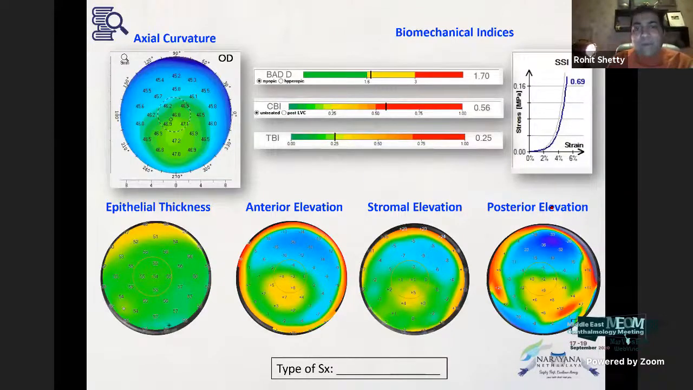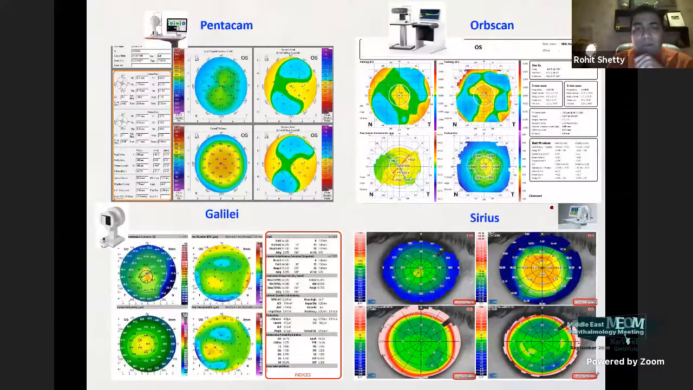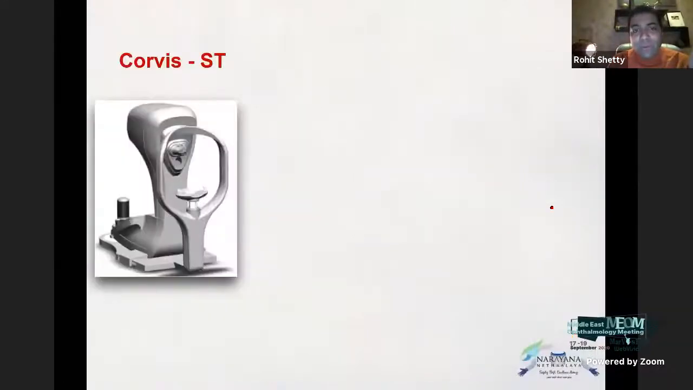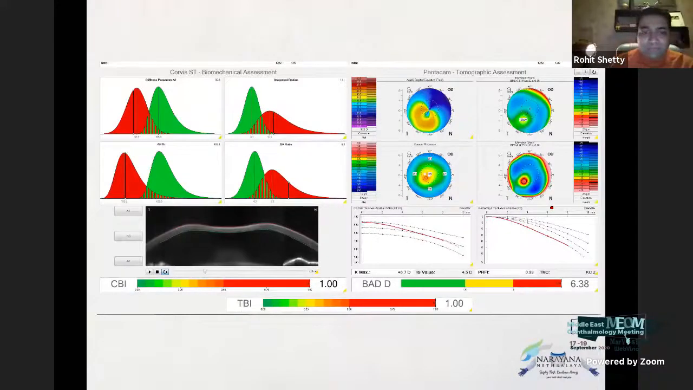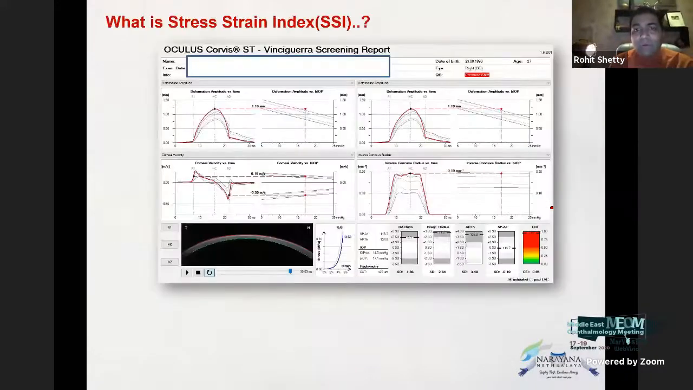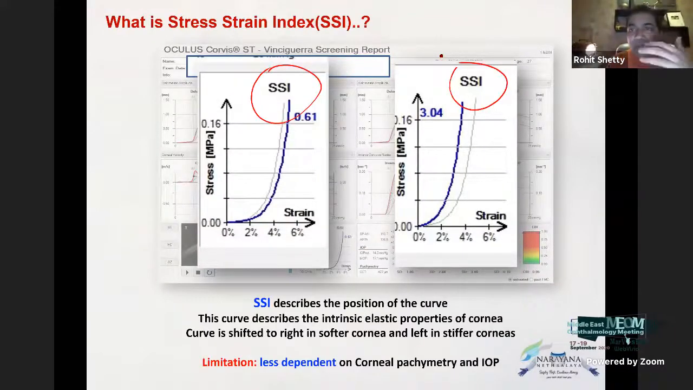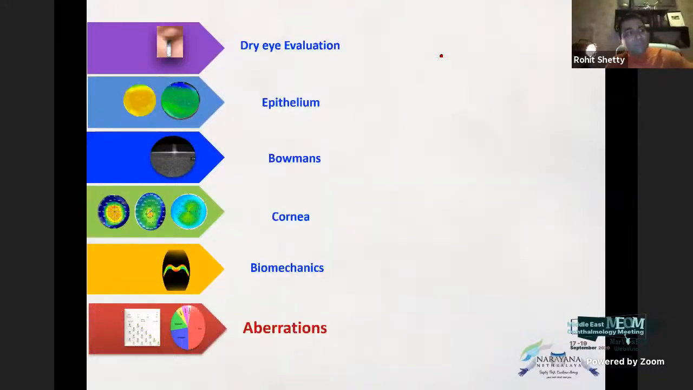And these are all the new generation biomechanical assessments of the cornea. I'm sure we're going to listen to some brilliant lectures on indices, so I'm going to skip this. The most important thing is the biomechanics. Again, this is going to be discussed, about how biomechanics is very important. There are different methods to look at it. I'm not going to spend time on this because it is going to be discussed. But what is new is a lot of new indices have come in, which tell you if your patient's cornea is strong or weak. Then comes your aberrations.